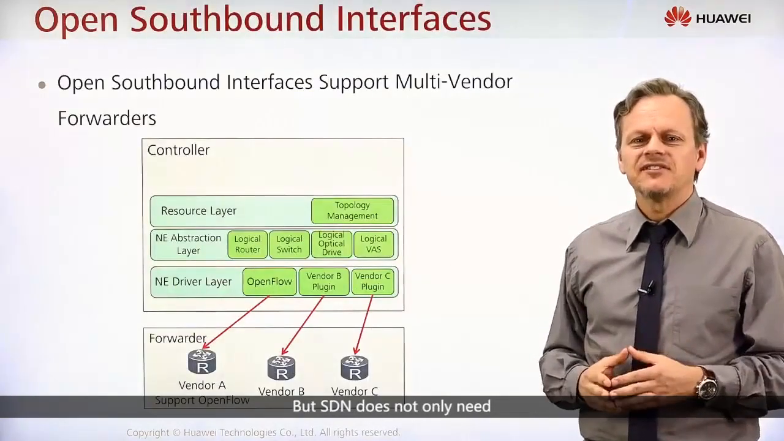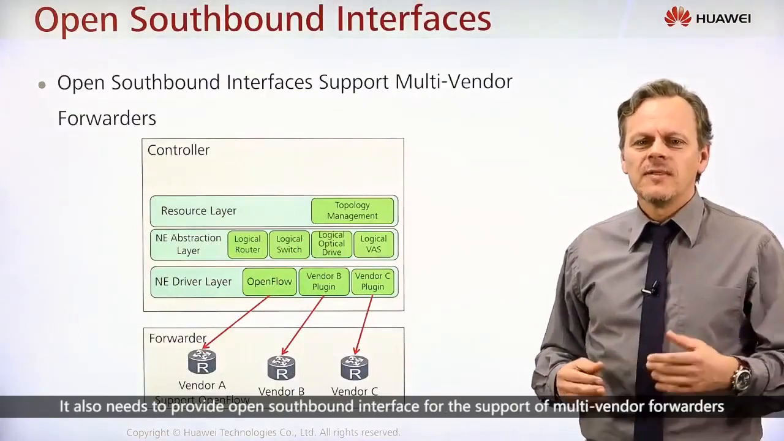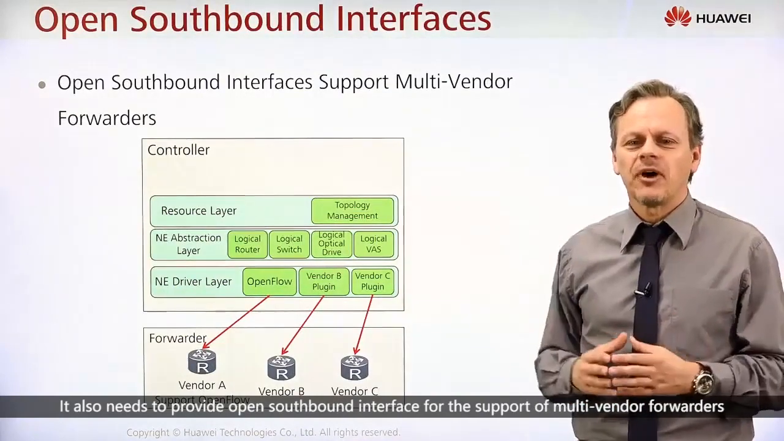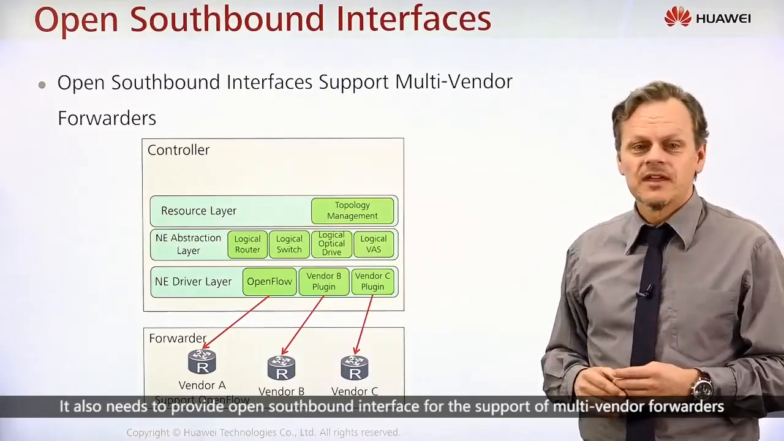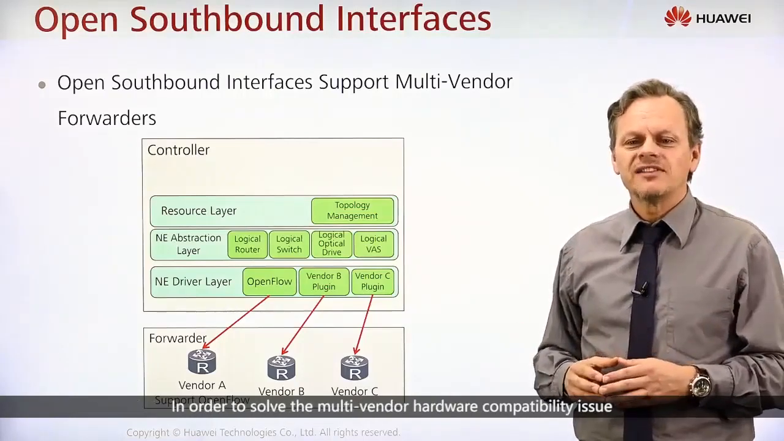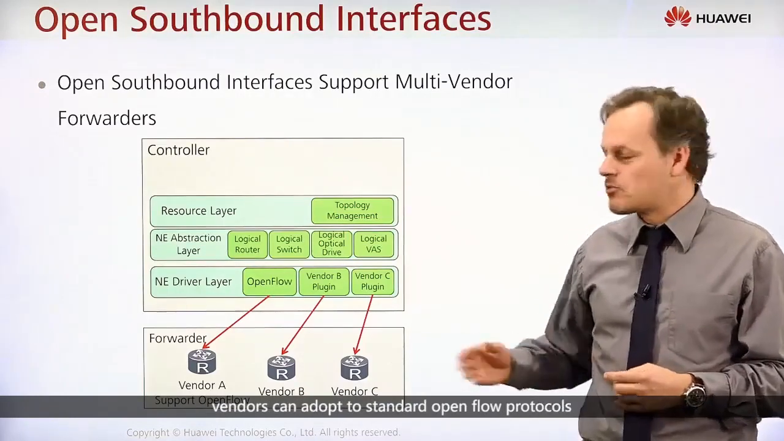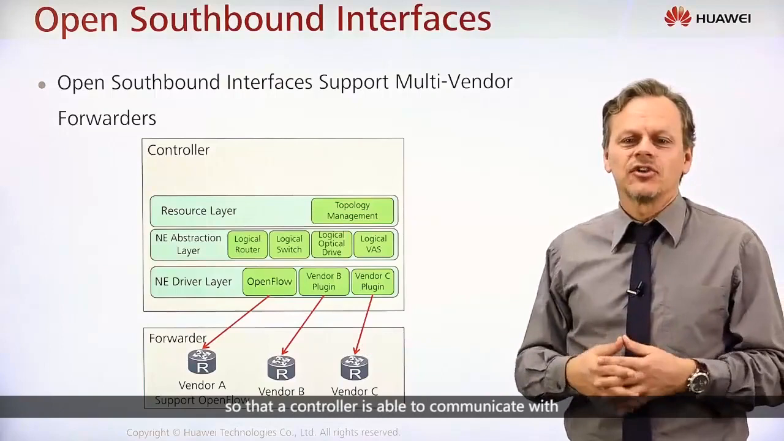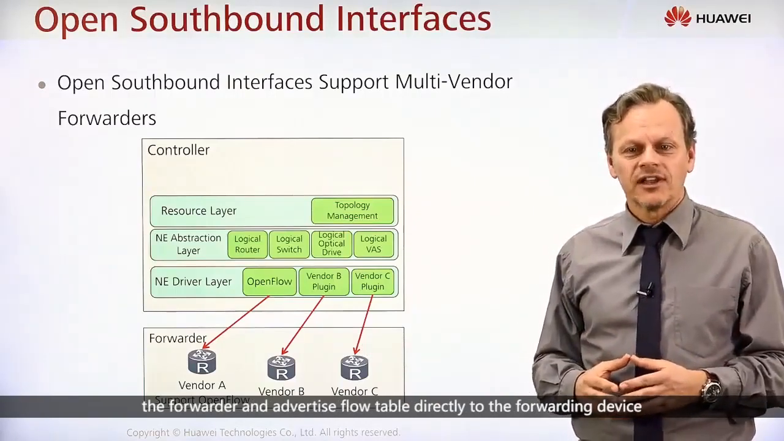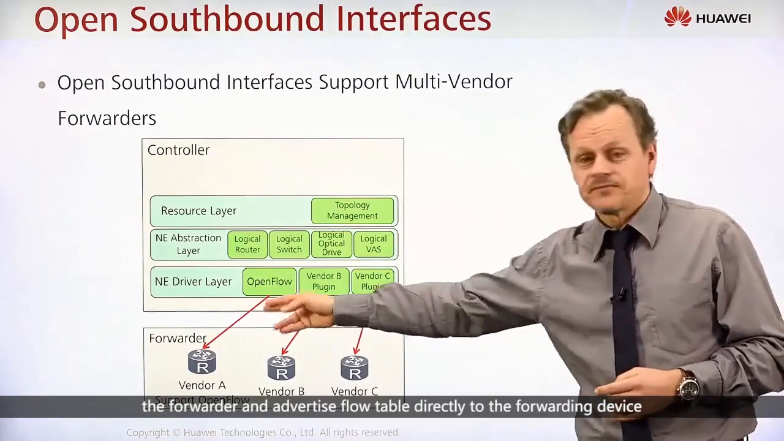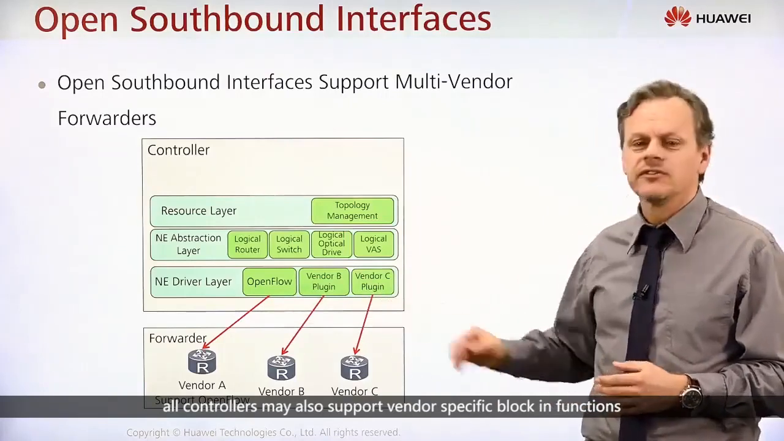But SDN does not only need to provide open northbound interface support for applications, it also needs to provide open southbound interface for the support of multi-vendor forwarders. In order to solve the multi-vendor hardware compatibility issue, vendors can adopt a standard OpenFlow protocol so that controller is able to communicate with the forwarder and advertise flow table directly to the forwarding device. Or controllers may also support vendor-specific plugin functions.